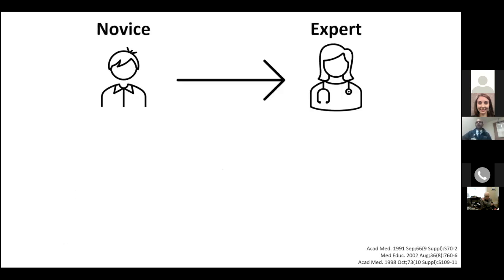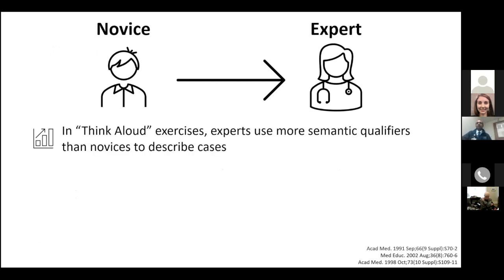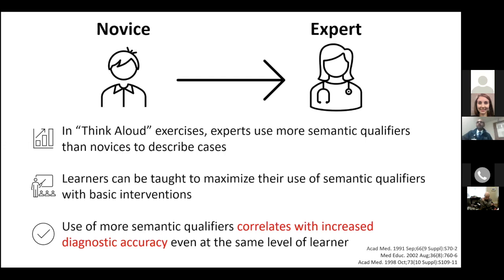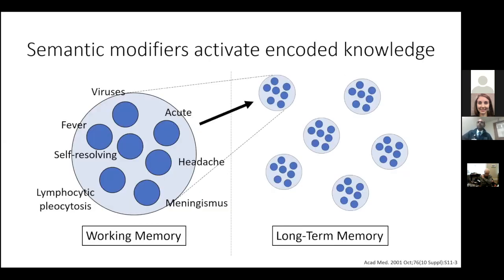So are there data that doing this actually helps? Comparing novice and expert clinicians, in think-aloud exercises, experts use more semantic qualifiers than novices to describe the same case. Learners can be taught to maximize their use of semantic qualifiers with basic interventions like workshops over the course of a preclinical curriculum or within a single clerkship. And the use of semantic qualifiers has been associated with increased diagnostic accuracy, even at the same level of learner, meaning learners who possess the same library of illness scripts, when those who use more semantic qualifiers have better diagnostic accuracy. And why does this work?